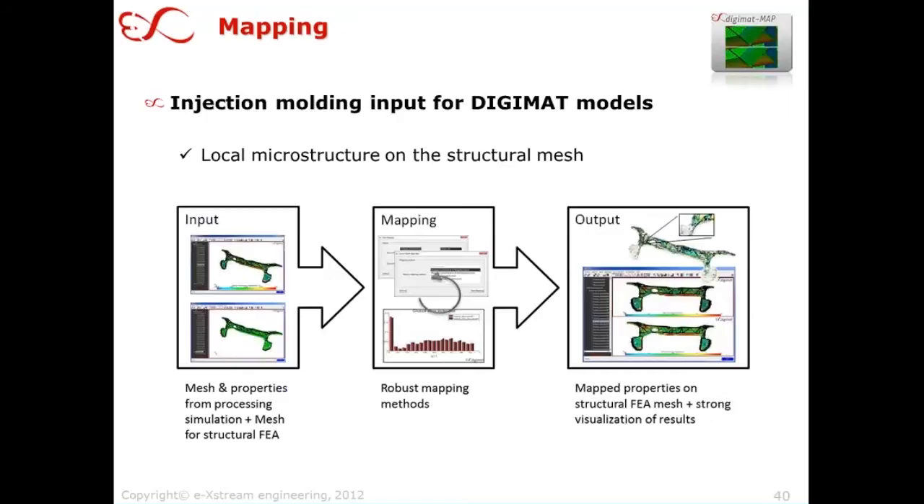So, of course, this is not as straightforward as I just mentioned, because usually what you find on the injection molding side is that you have a different mesh from what you have on the structural FEA side, and this means that we need to have some mapping tool, and of course we have that in our simulation platform. You can quite nicely map tensorial or scalar data from one mesh to the other, and even control the quality of your mapping. So it's very robust, and it's a very important stepping stone in the overall workflow.